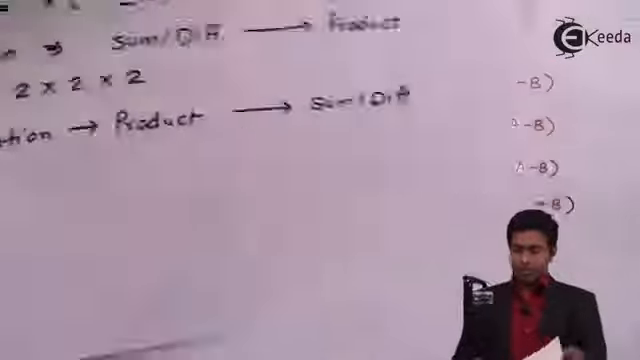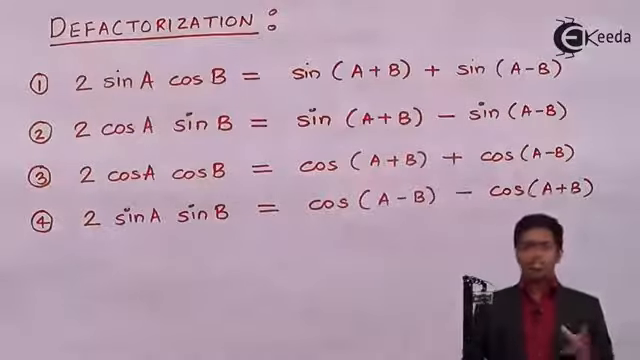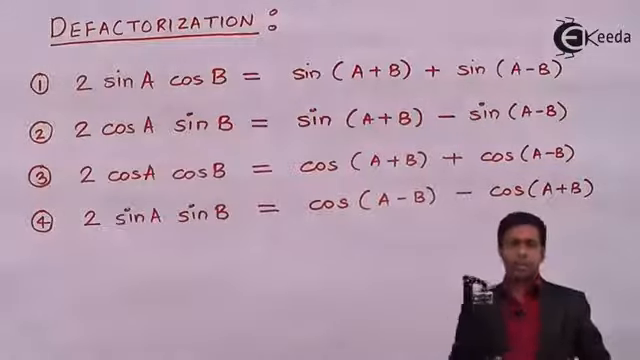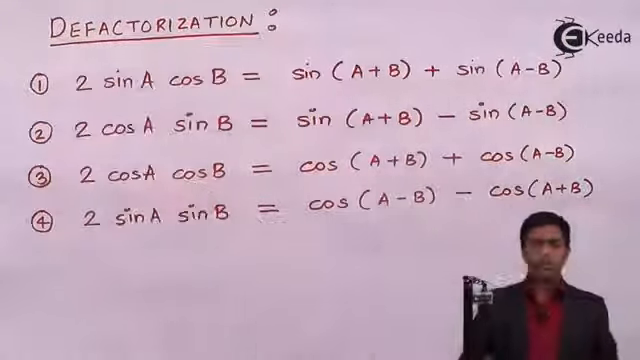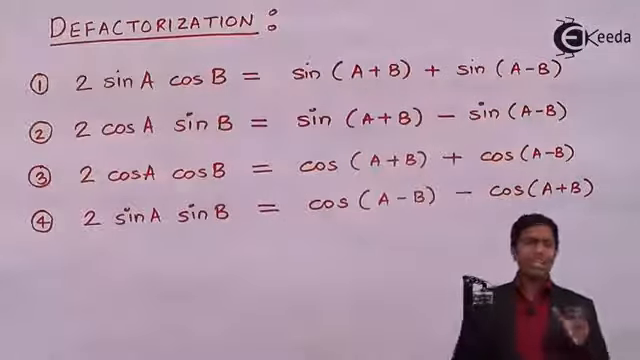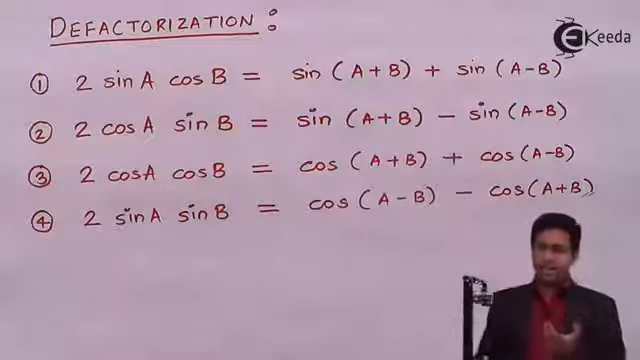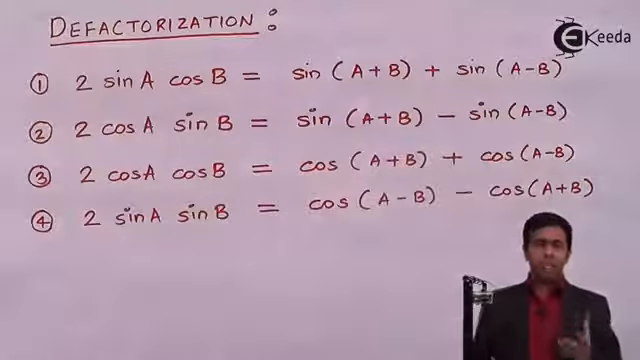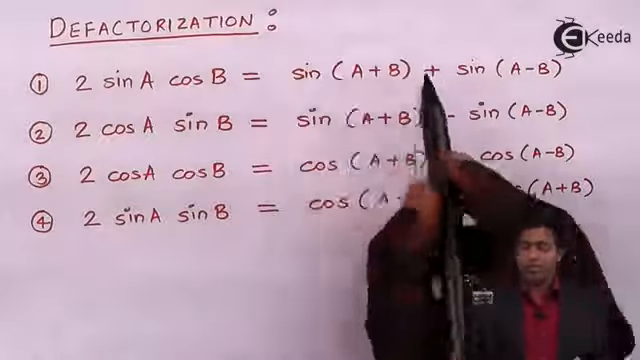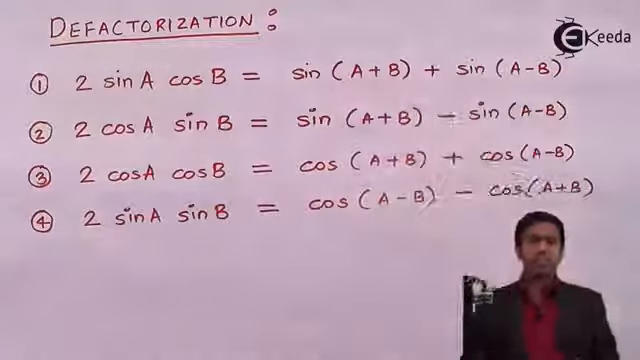Now if you see the defactorization formulae, there are 4 of them. The question is, how did we get these formulae? I'll start with the first formula. On the right hand side we have the sin A plus B and sin A minus B terms. I'll start with the right hand side and substitute sin A plus B by the formula of allied and compound angles. We have the formula for sin A plus B and for sin A minus B, and by substituting them in the right hand side we can get the left hand side.